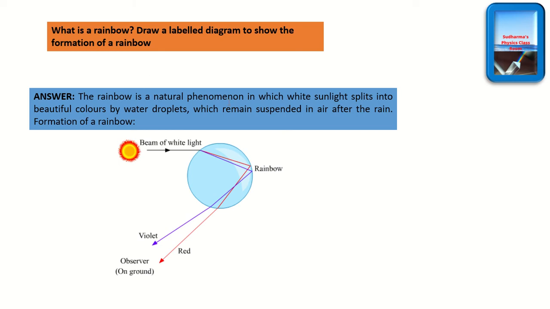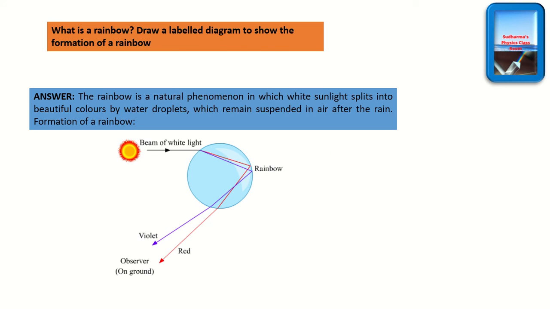So rainbow is a natural phenomenon in which white light splits into beautiful colors by water droplets which remain suspended in air after the rain. The formation of the rainbow diagram has to be drawn here because the question specifically asked for the diagram.